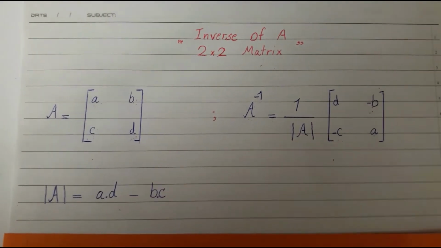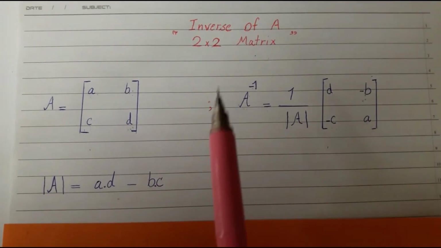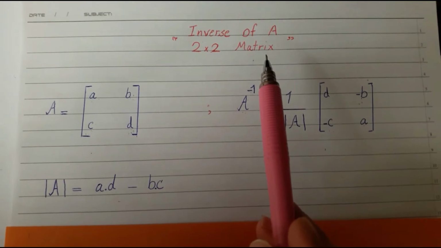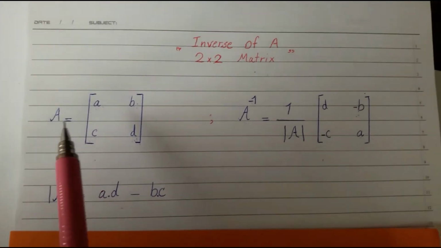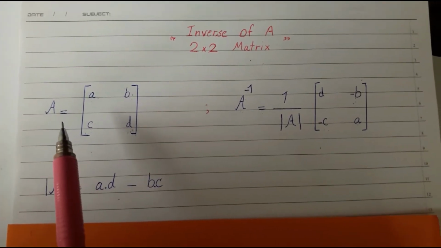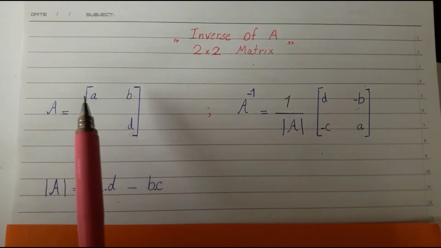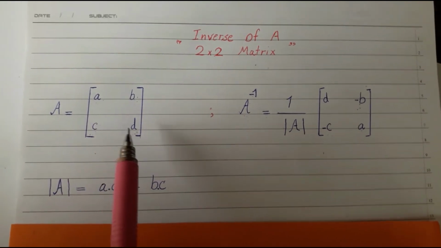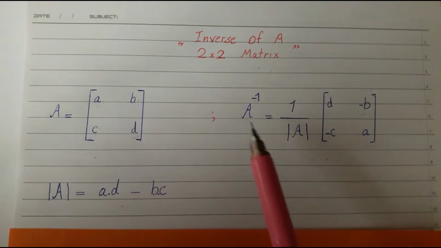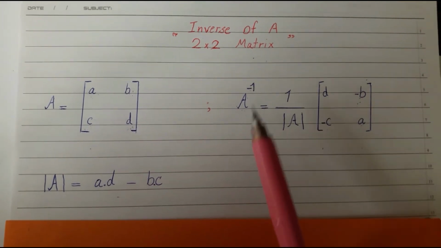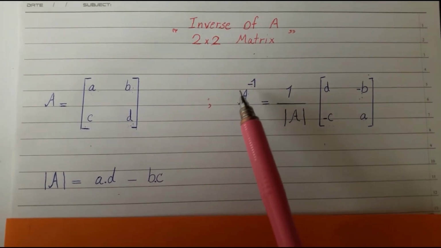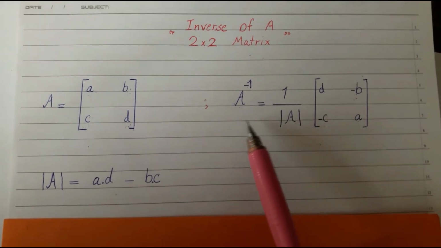Hello everyone, in today's lesson we are going to find the inverse of a 2 by 2 matrix. We suppose that we have a matrix A which is 2 by 2 with these following elements A, B, C and D. A power negative 1 means that we are going to find the inverse of the matrix A. This is how we show it.